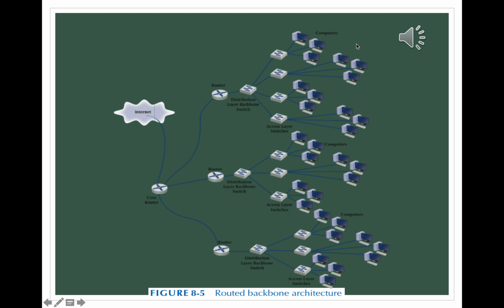This is a diagram of a typical routed backbone architecture. Notice where the routers are placed and where the different switches at the different layers are placed.